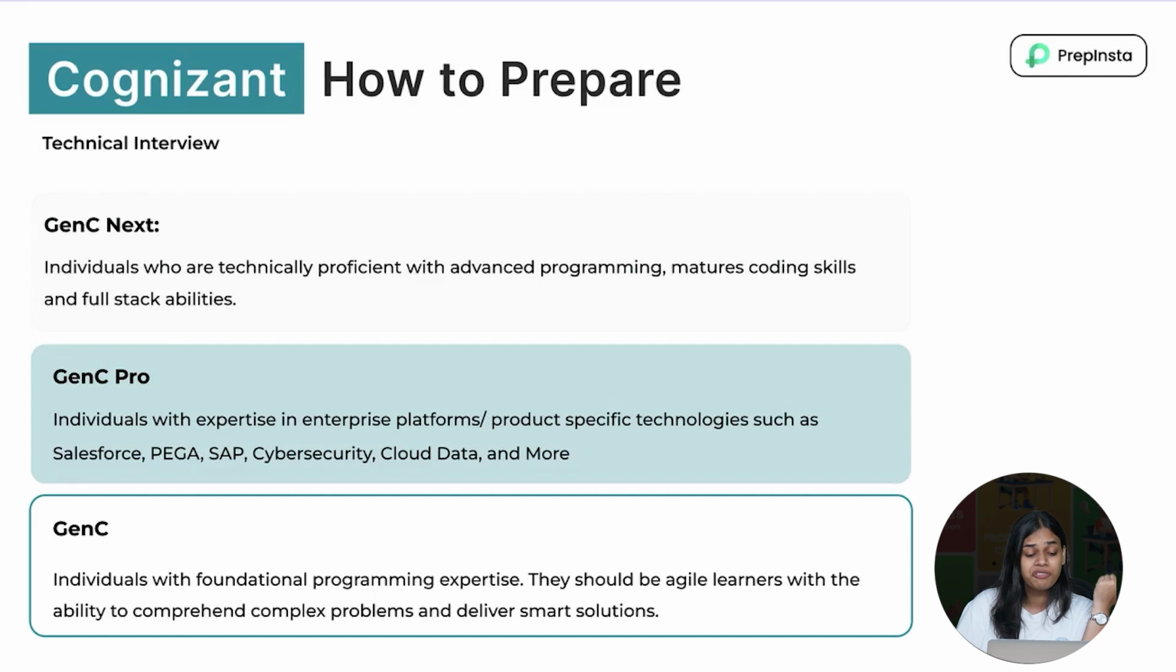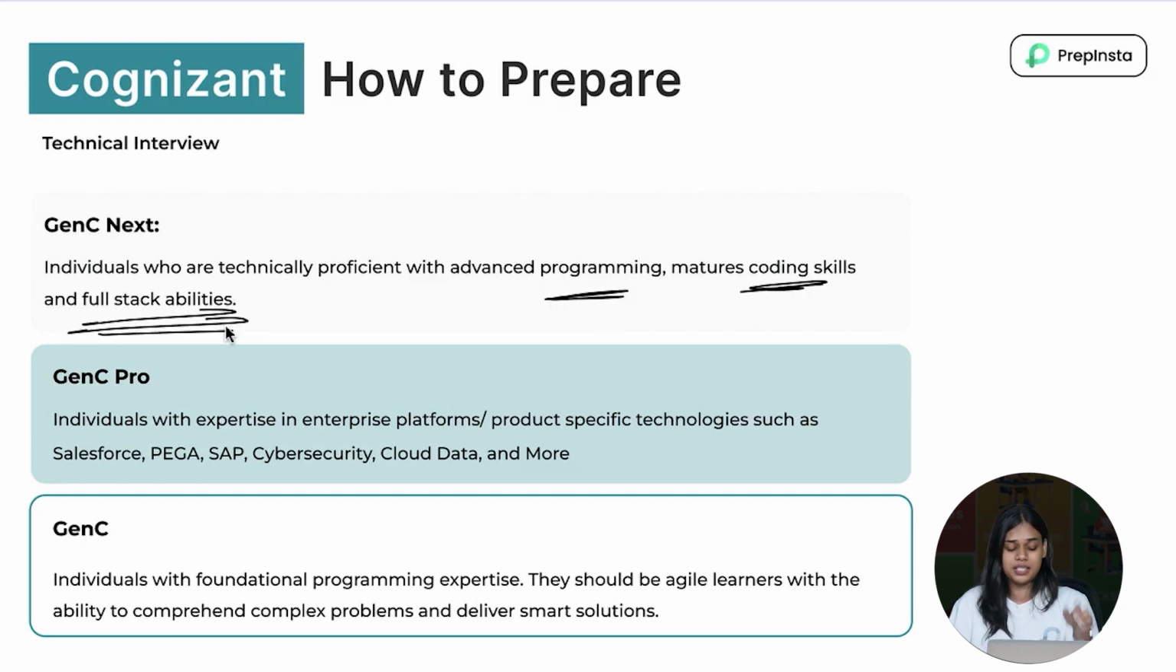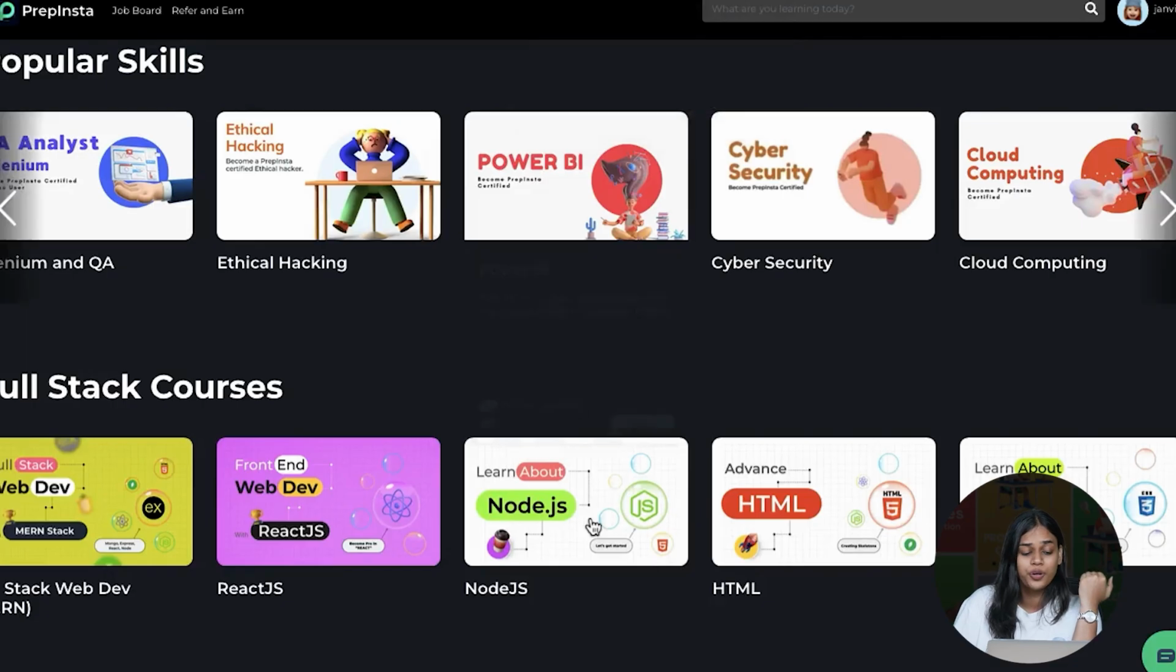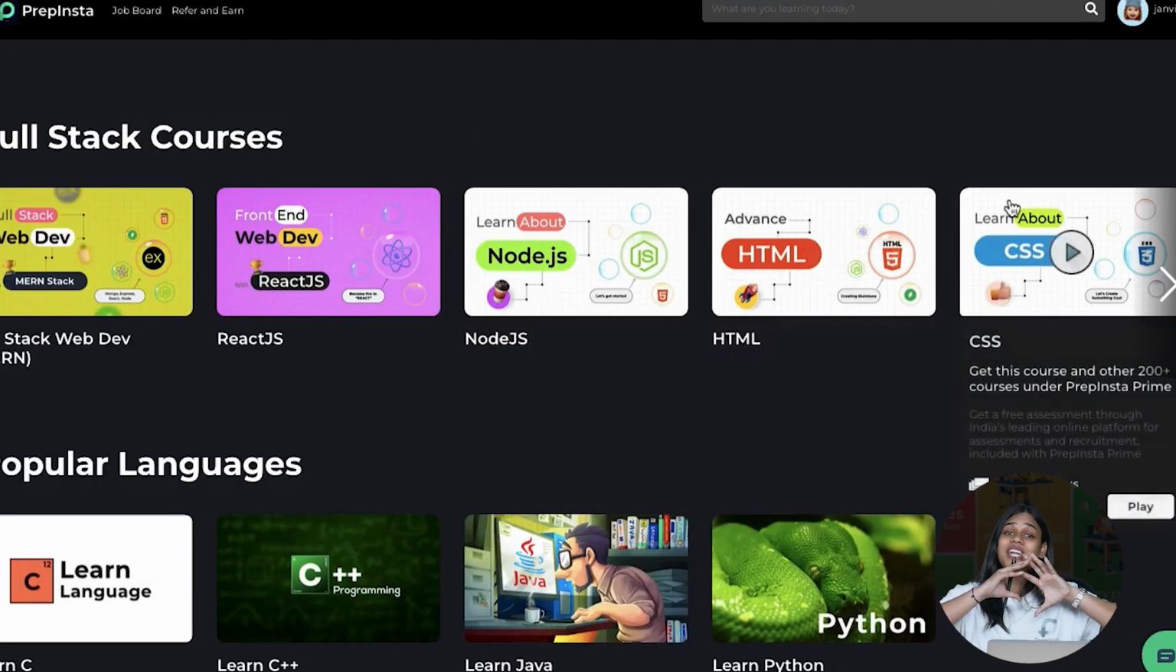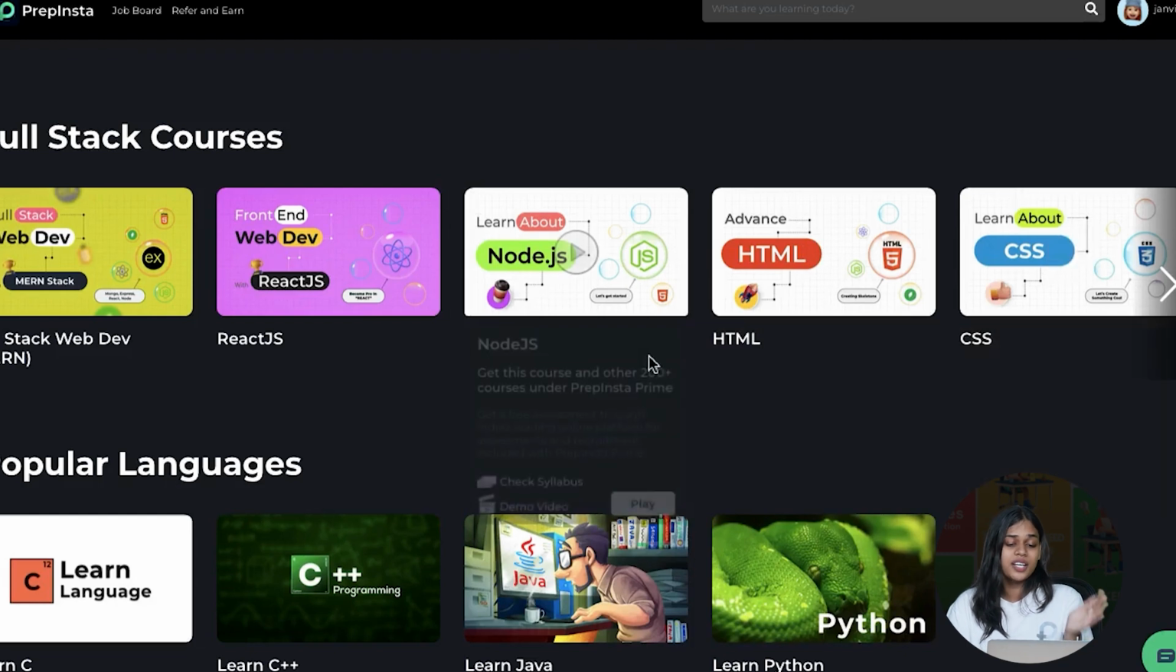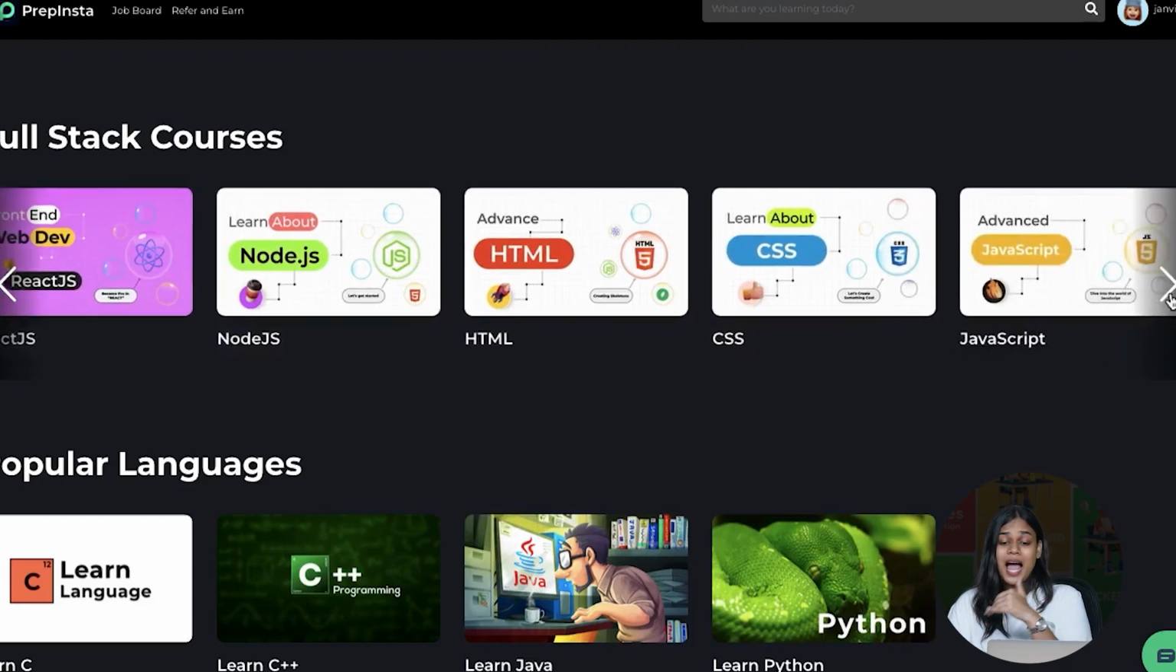Now for the next profile, they need individuals who are technically proficient with advanced programming, matured coding skills, and full stack abilities. So for the Gen Z Next role, you need full stack and you need advanced coding skills and advanced programming, which again you're going to find on prepinsta.com. So you have a complete full stack course. We have a complete dedicated carousel to the full stack course. As you can see, full stack web dev, React.js, Node.js, HTML, CSS, and so on.